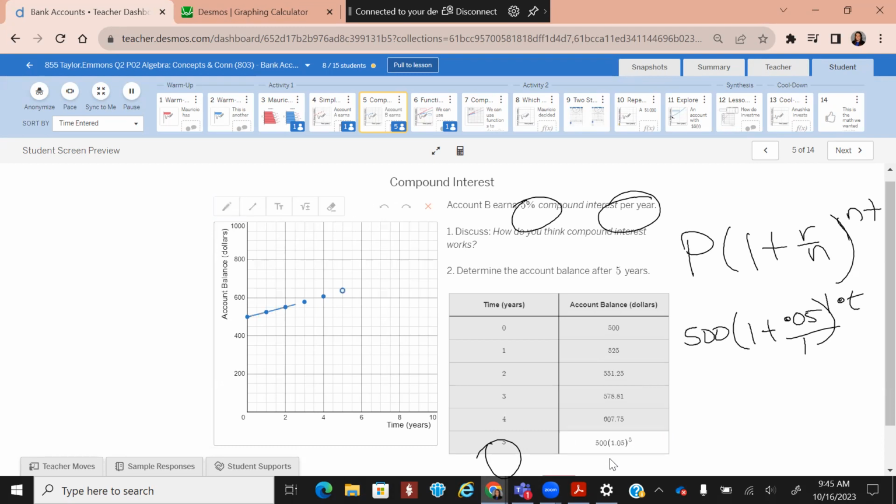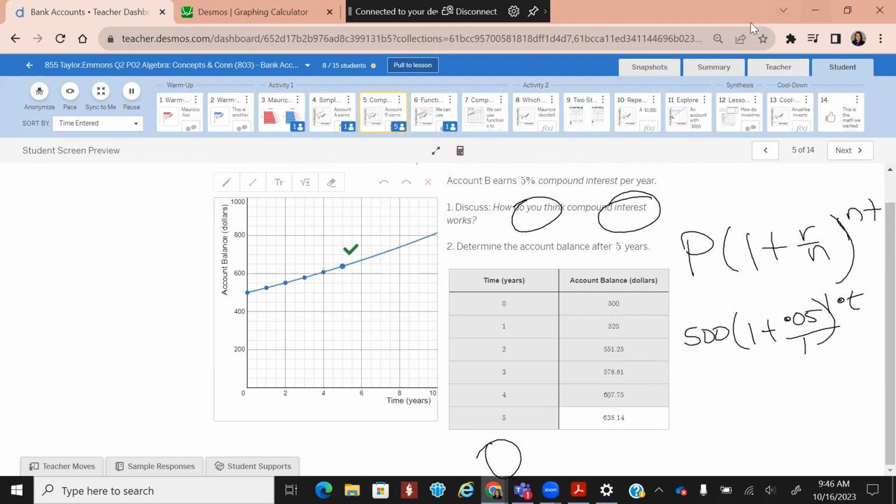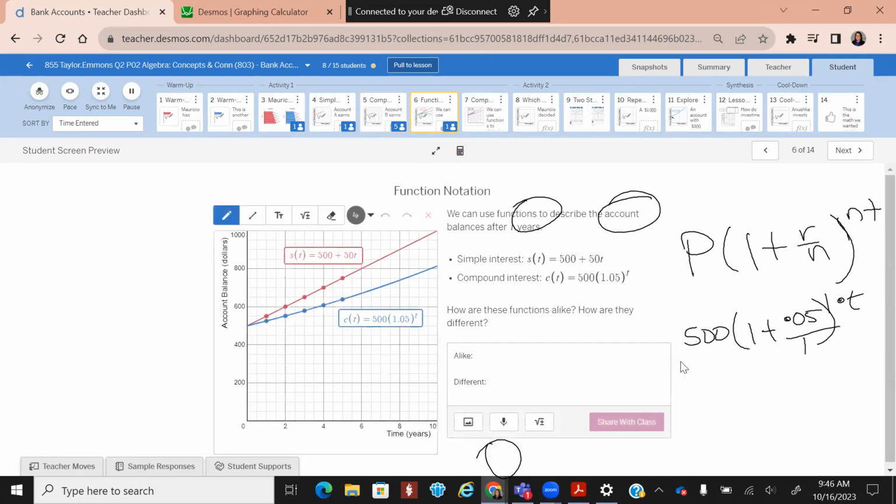You got 6 like a decimal? No, I got 638.14. There you go. All right, 638.41, is that what you said? No, 1/4. Okay. Got it. Cool. All right, moving to the next one.